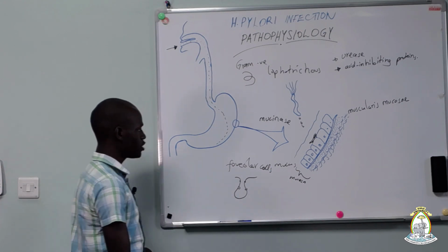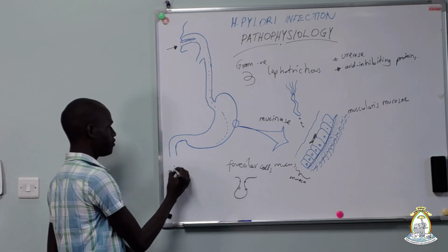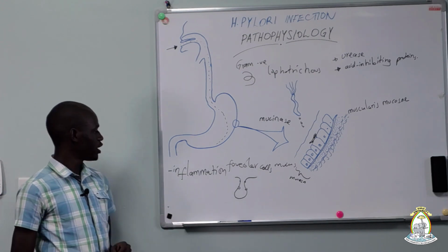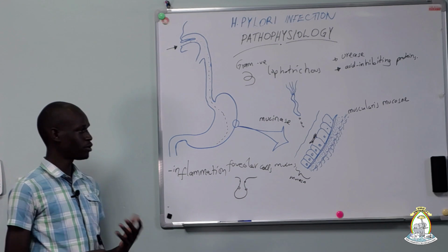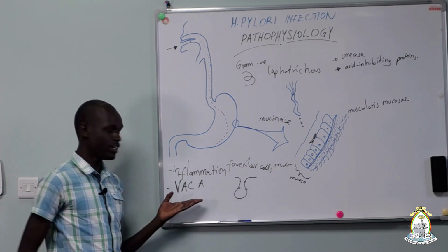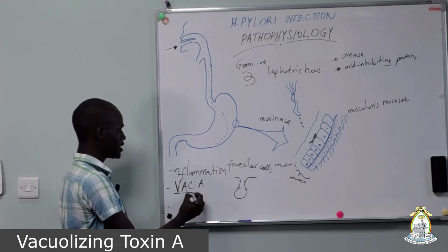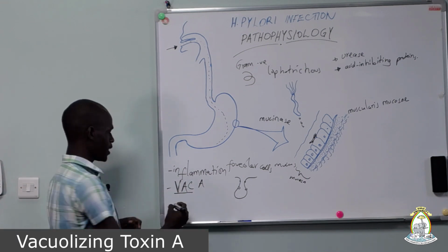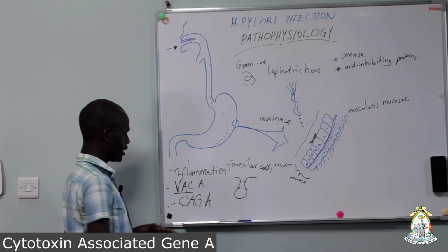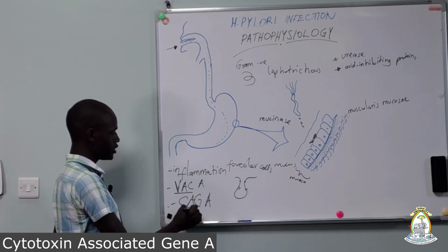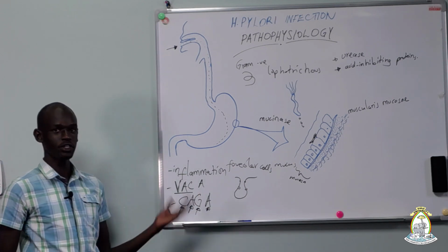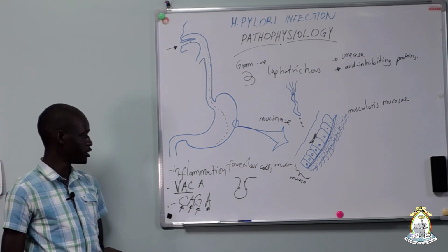Once it's there, it causes damage through different ways. One of the ways it causes damage is by triggering an inflammatory reaction. And then secondly, which is actually very important, is that it produces two exotoxins. So one of them is the VacA toxin. This is the vacuolizing cytotoxin A. And then the other one is the CagA cytotoxin. This is cytotoxicity associated gene A. So the protein is named so because it originates from the gene I've just mentioned.